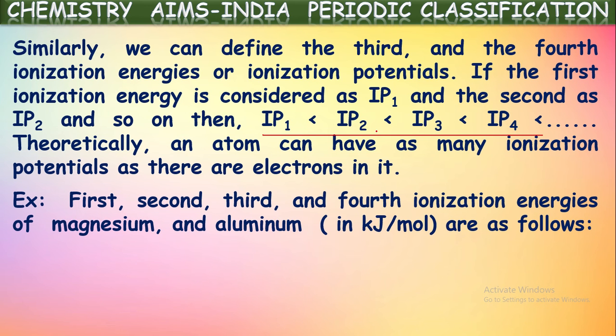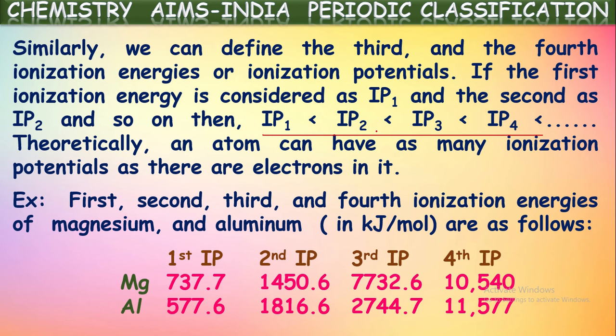First, second, third, and fourth ionization energies are mentioned here to explain it clearly. For example, the first, second, third, and fourth IP values of magnesium and aluminium are mentioned here, in kilojoules per mole. See, for magnesium and aluminium, if you observe, the first ionization potential is smaller than the second, the second is smaller than the third, and the third is smaller than the fourth, and so on.